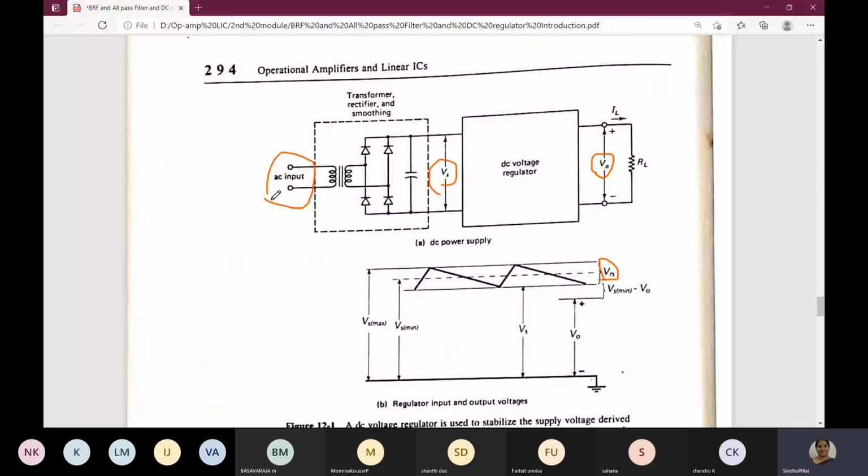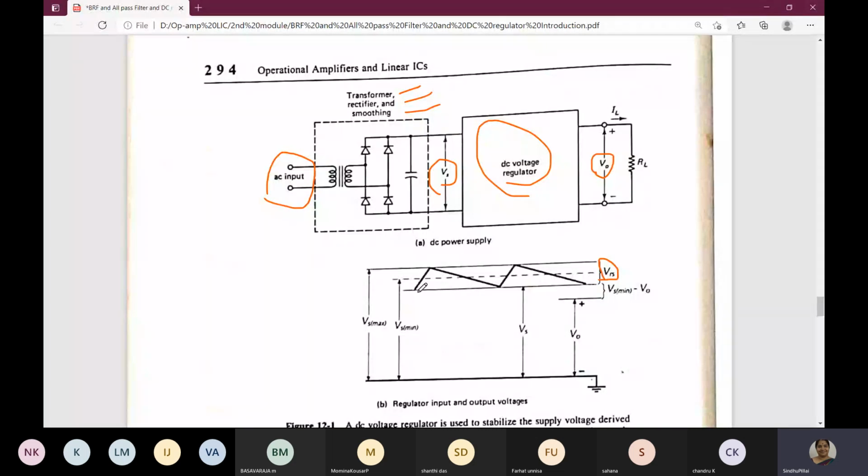It will not be constant. That AC input is passed through a transformer for stepping down. Then you have a rectifier and a smoothing circuit also. After all this is done, we call it VS. That VS is again passed to a DC voltage regulator to get an output V0. Because after rectifying and smoothing, there are still certain ripples in the supply. Those ripples should also be removed, so it is passed through a voltage regulator and we get the output V0.